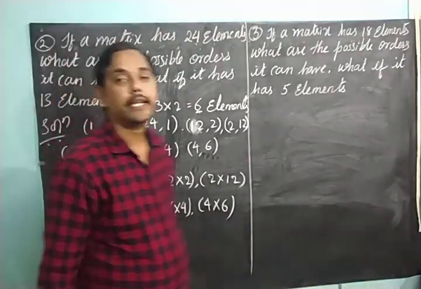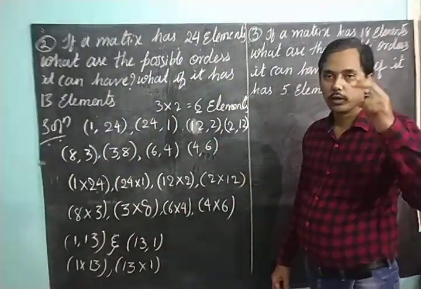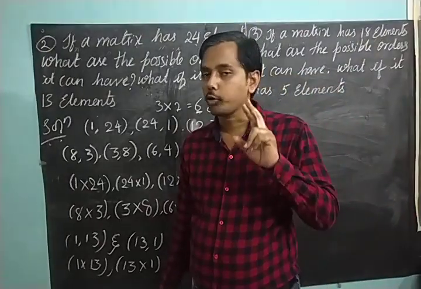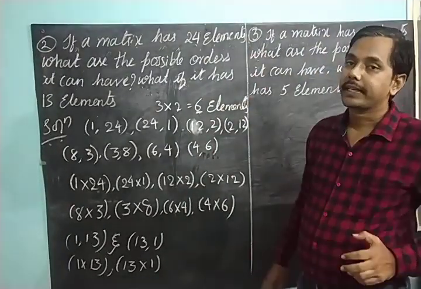So this is the order of the matrix. Is that clear? Okay. If it is a prime number, there are only two possible factors. There are only two possible factors. So I hope this thing is clear, right?